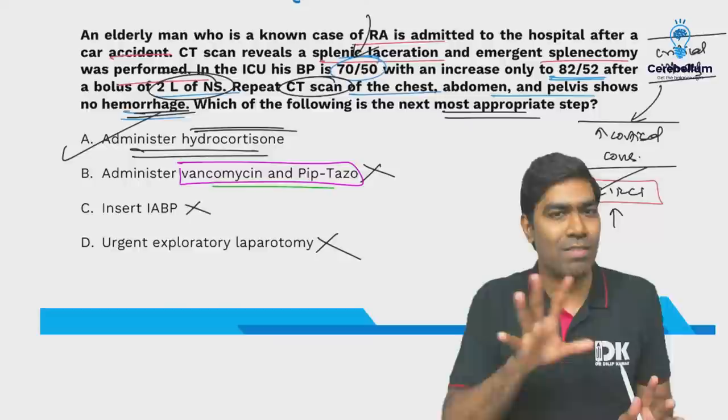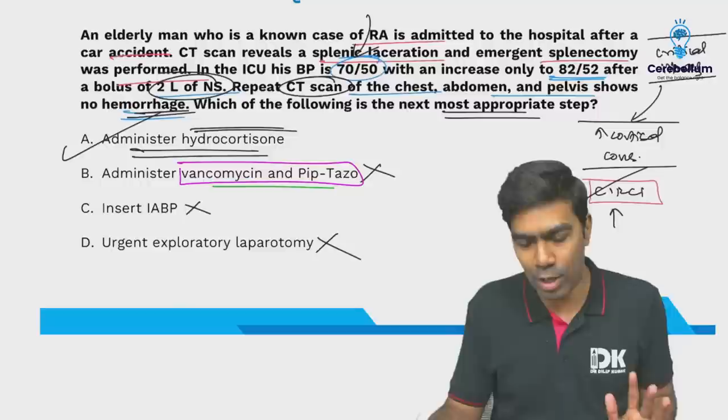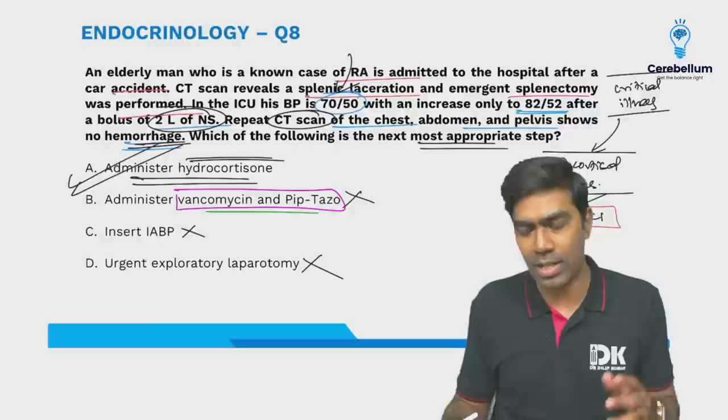Mero vanco is better always. If you want broad spectrum coverage with gram negative and gram positive, go for Mero Vanco, not for Piptaz Vanco. That's another take home message. Okay, so administer hydrocortisone. That's the right answer. Here the key point to understand is critical illness related corticosteroid insufficiency.